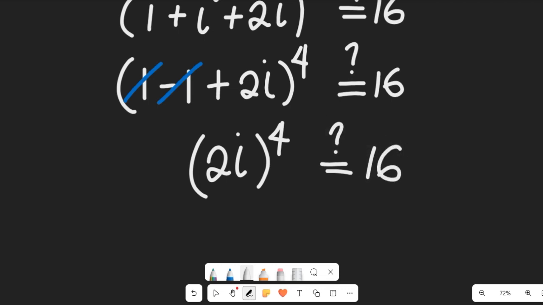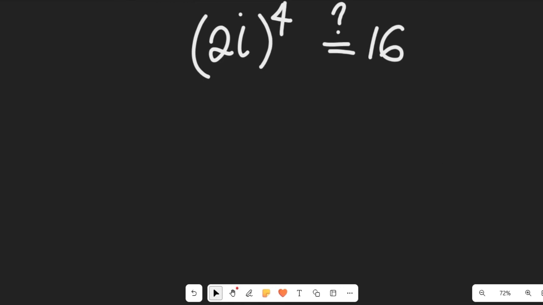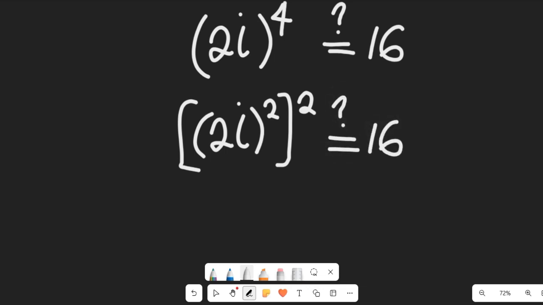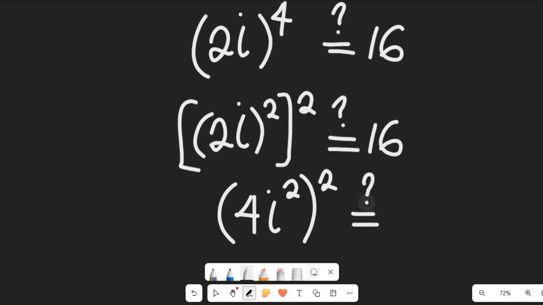Now I'm going to break this out into a simpler form. If I have (2i)^2, all of these will be to the power of 2. I didn't change anything. Will it still give me 16? This whole thing is going to simply give me 2 squared times i squared, which is 4i squared, and all of this will be squared. Is it going to give me 16? Sure, I can see it coming out.